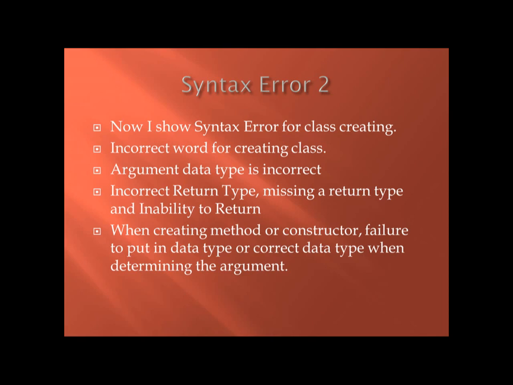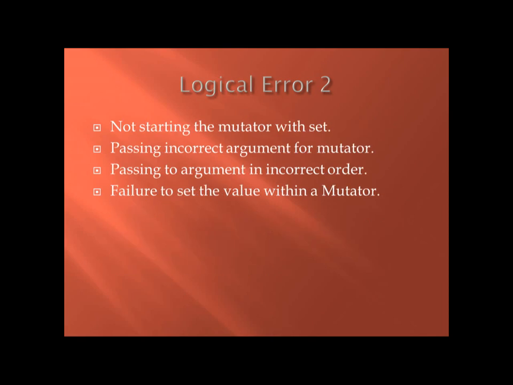When creating a method or constructor, you may fail to put in the data type or create the data type when determined by the argument. That can happen. Another error: not starting the mutator, the set or get for that matter. Passing an incorrect argument for the mutator. Passing arguments in the incorrect order. That's very frustrating to have. Because if you pass them incorrectly, that is a disaster.